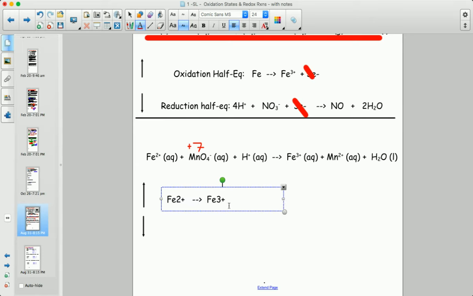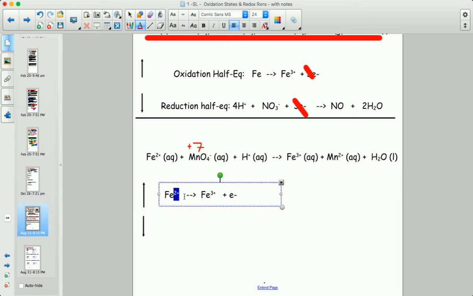And if it's going from 2 to 3, that's only a change of 1, and the electron goes on the right-hand side. I know that it goes on the right-hand side because, well, if we are increasing our oxidation state, oxidation is losing electrons. That's how I show losing electrons. You can also double check. There are 2 pluses on the left-hand side of the arrow, and total, there's 2 pluses on the right, 3 plus the 1 minus. So charge is always balanced, even in these little half equations.